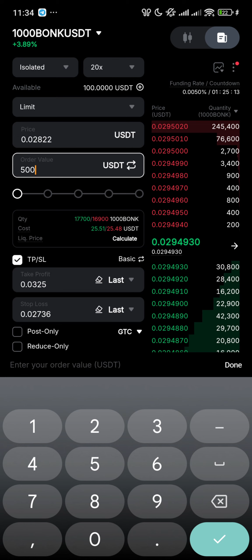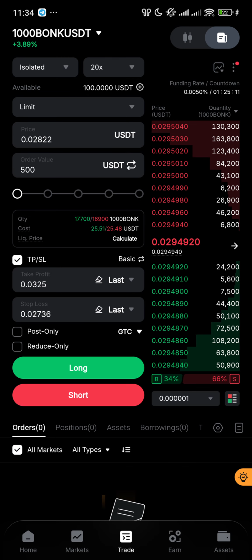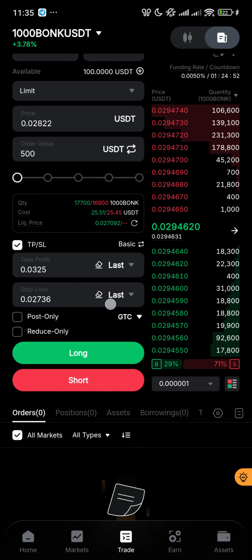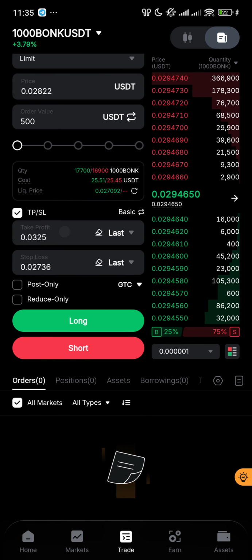So you can see my cost does not change. Even though I'm changing the leverage, it's still at $25. So calculate. You can see my liquidation price is now at 0.27. It's still a little bit far from our invalidation price.